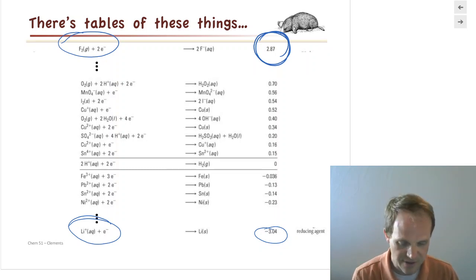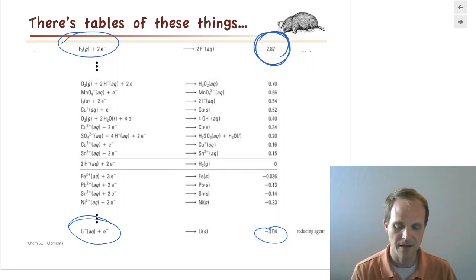So you look, right? 2.87 is close to 3. Cathode minus anode. Fluorine gets reduced. Lithium gets oxidized. 3 minus a minus 3. The best battery you can possibly make in the world is a 6-volt battery. And yet you can buy a 9-volt battery, and yet you can buy a 12-volt battery, and you can buy other voltage batteries. So what are they doing in there?